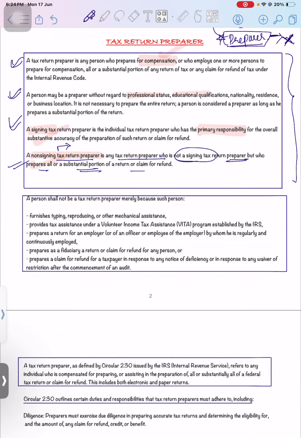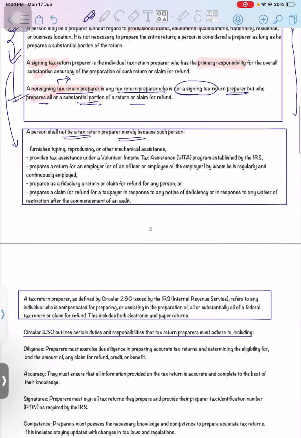Okay, now there will be certain questions which will confuse you. They might ask some scenarios where you will get confused whether this person is a preparer or not. So for this, there are exceptions. A person shall not be a tax return preparer merely because of a few points. 5 points are there. Okay, please understand this carefully. If a person is just furnishing typing work or reproducing, or any other mechanical assistance is given.